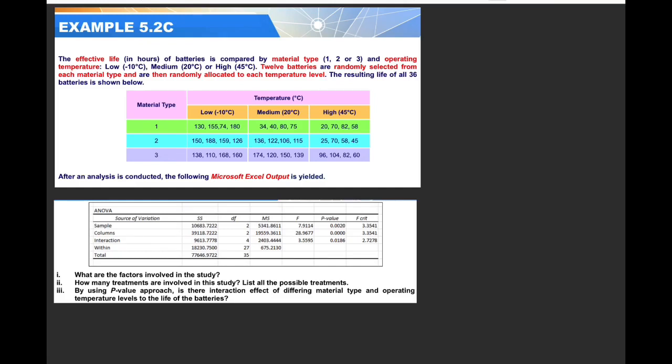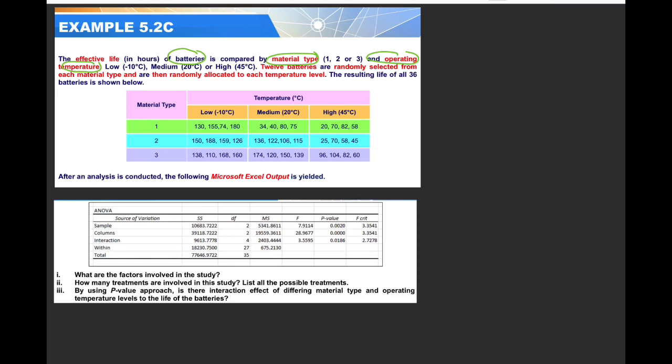Okay, look at this example 5.2c, two-way ANOVA. The effective life in hours of batteries is compared by material type 1 to 3. So we have here battery's life, and we have the material type and operating temperature. Okay, medium, low and high. 12 batteries are randomly selected from each material type and then randomly recorded to the temperature level. The resulting life of all 36 batteries is shown below.